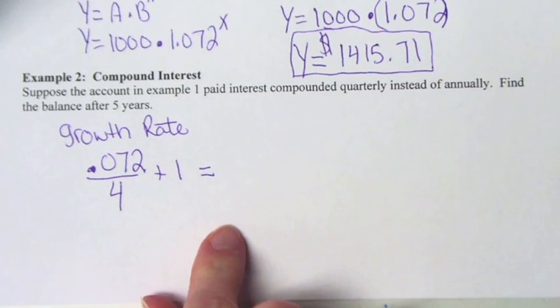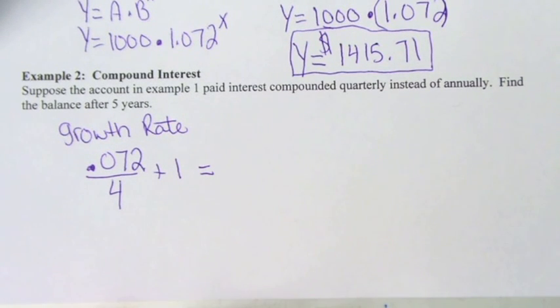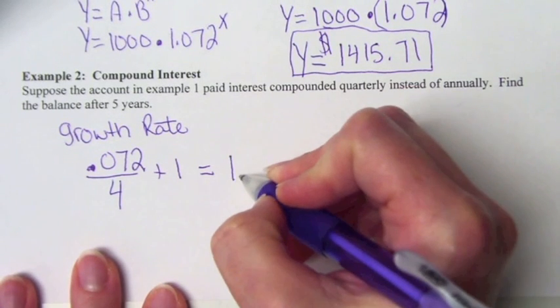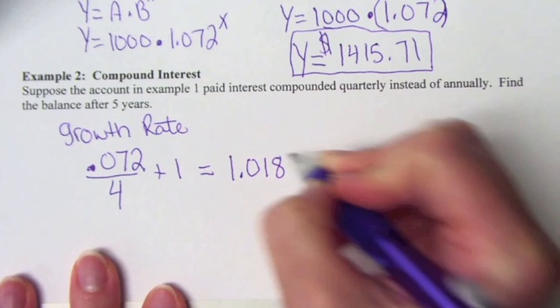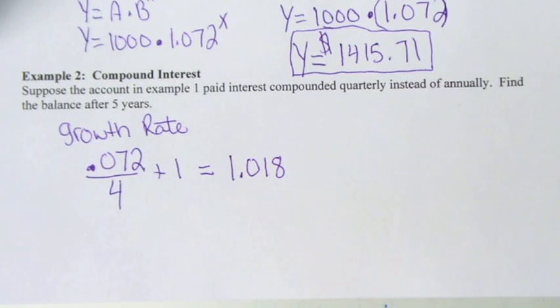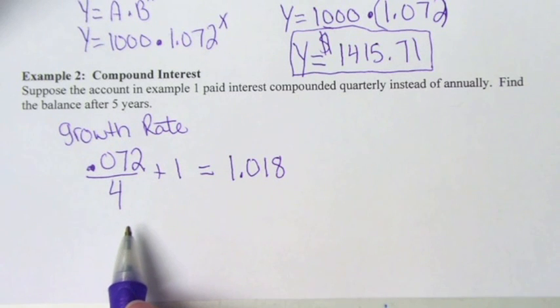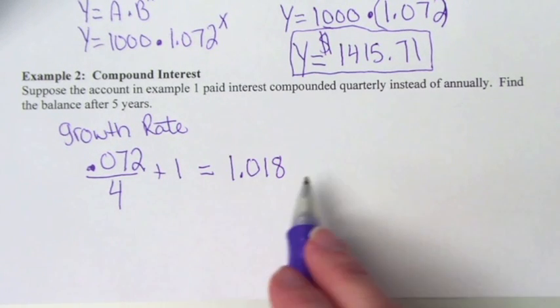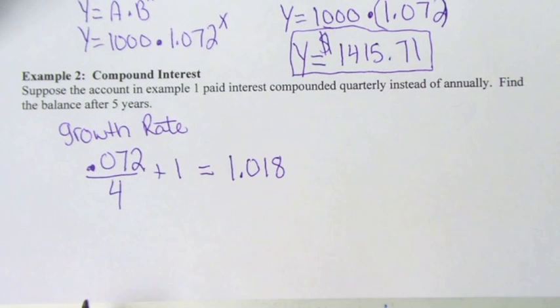So what do we get when we take 0.072 divided by 4 and then add 1? 0.018, and then add 1. 0.018 or 1.018? 1.018. So that is our growth rate. That's how you find the growth rate. If it's quarterly, you divide by 4. If it is semi-annually, you divide by 2. If it's monthly, you divide by 12. And that gets you a new growth rate, so we're not going to use the same one from above.